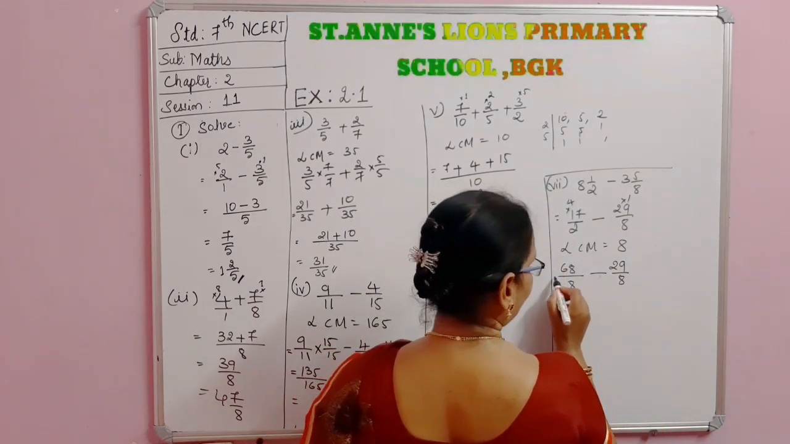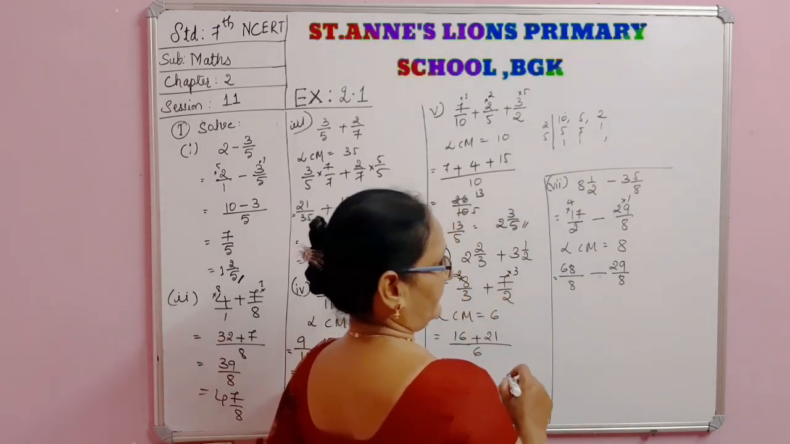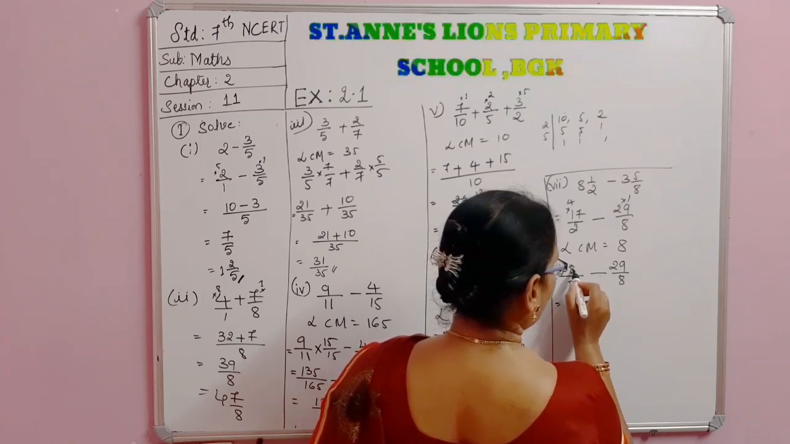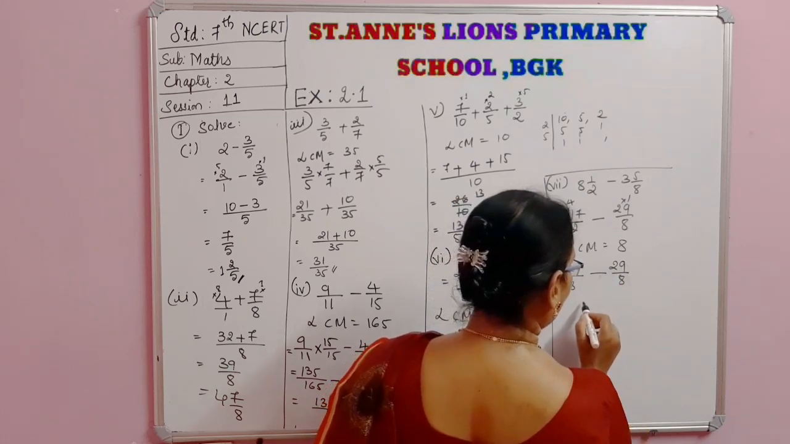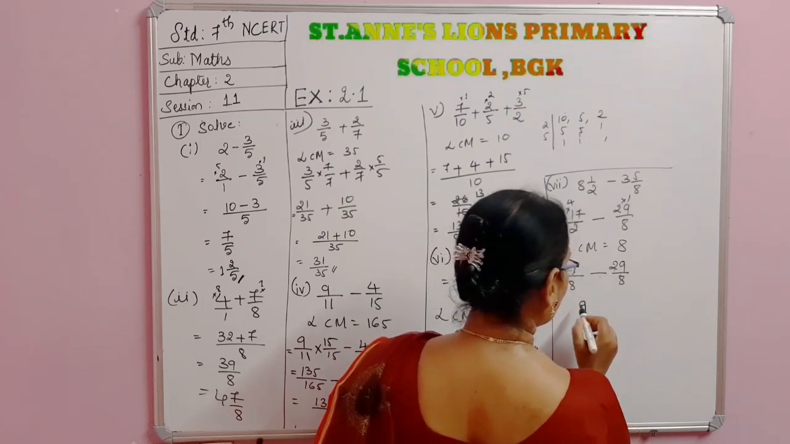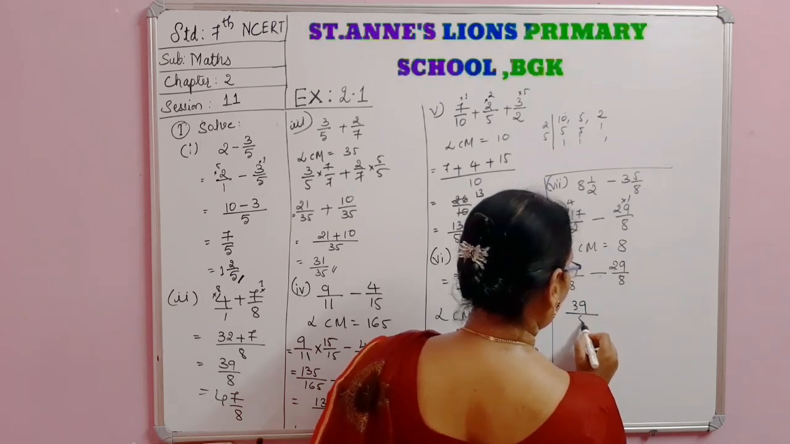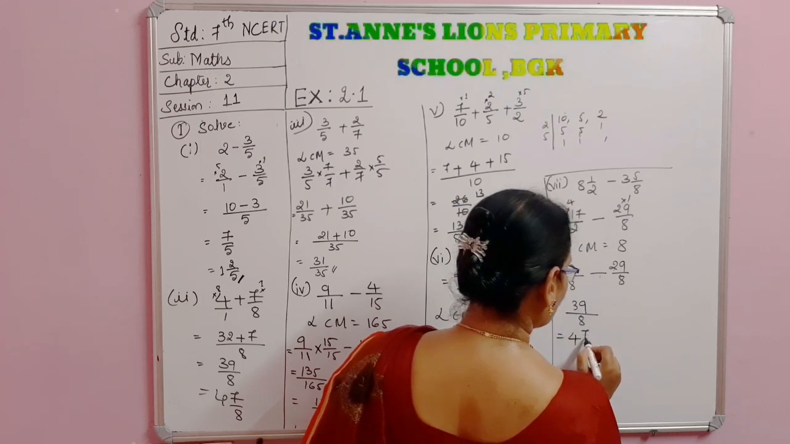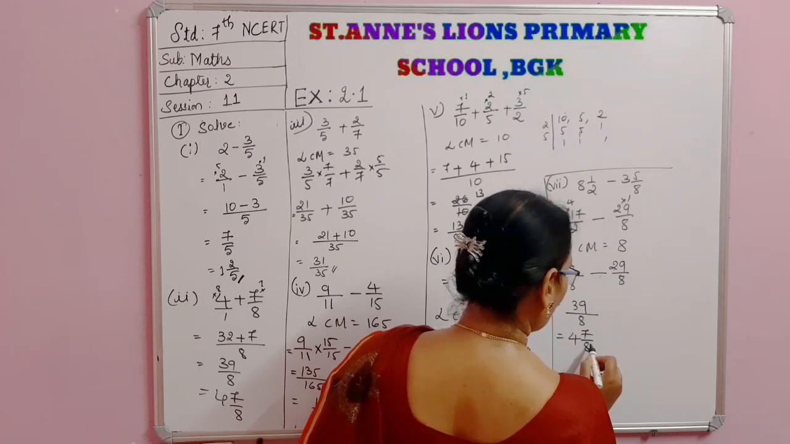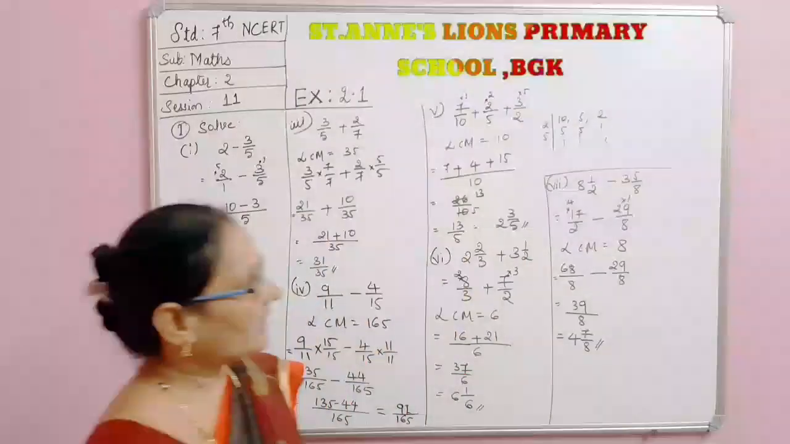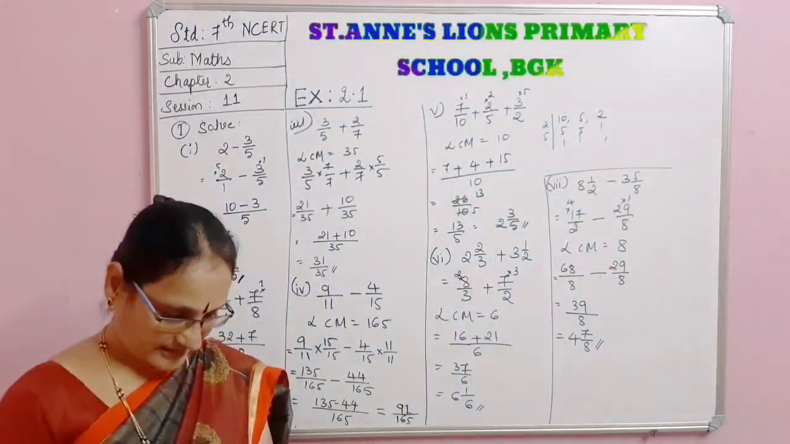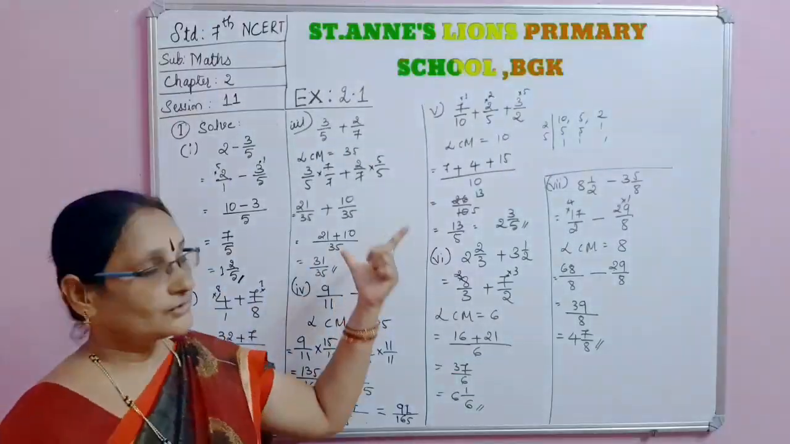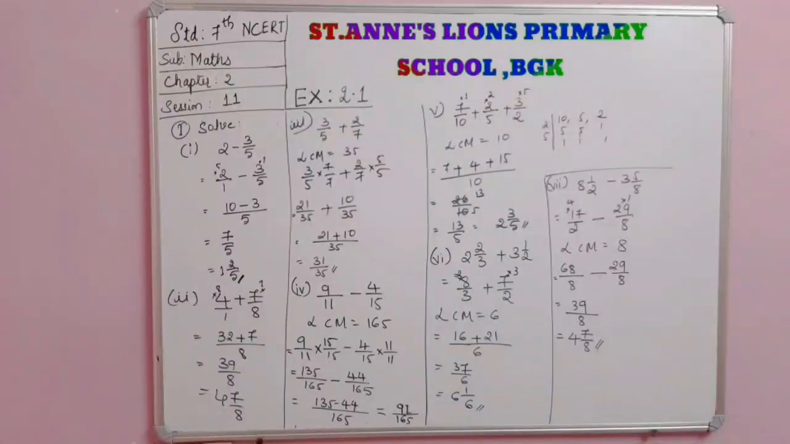Okay. Now, 68 minus 29 is 39. 39 by 8. So, 8 4s are 32. 7 remained. 4 integer 7 by 8 is the answer. This is the first main, all the problems I have done. You copy these all.